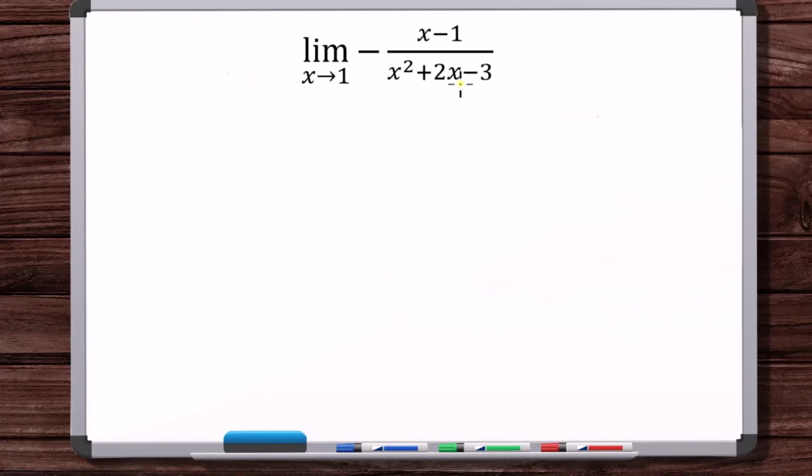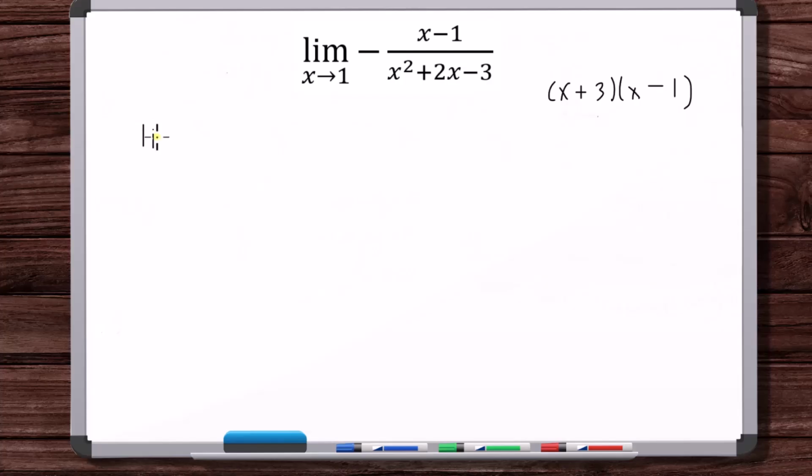Okay, the limit as x approaches 1 of minus x minus 1 over x squared plus 2x minus 3. So the numerator goes to 0, and most likely the denominator goes to 0 as well. Let's see, if we factor the denominator, we get x plus 3 times x minus 1. So yes, the denominator goes to 0 as well as x approaches 1.